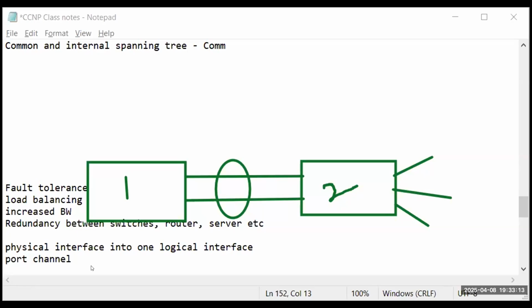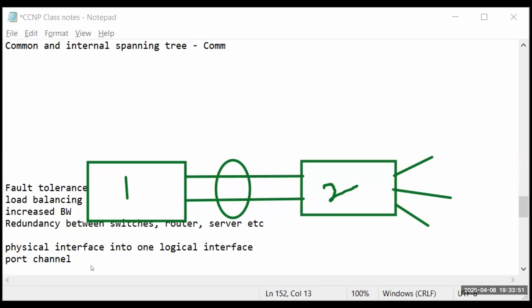When we bundle interfaces on the switch, we should not mix up the interface types. If we bundle Fast Ethernet, it belongs to Fast Ethernet ports only, 100 Mbps ports. We cannot bundle Fast Ethernet and Gigabit Ethernet, because there is a difference in speed. That cannot be bundled within a single EtherChannel or port channel. It should be either Gigabit or Fast Ethernet. The same interface types should be bundled.